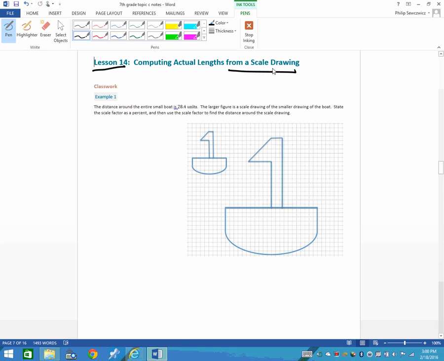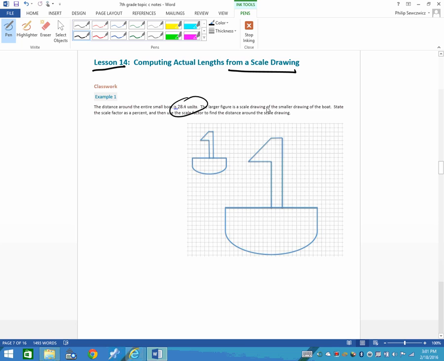So anyway, lesson 14 here. We are computing actual lengths from the scale drawing. The idea here is they're going to give us the scale drawing, and we've got to pull out the information from it. The distance around the entire boat is 28 4/10 units. In other words, the perimeter. But a lot of times we don't use that word perimeter when we have a curved shape, so that's why we can get away with it.